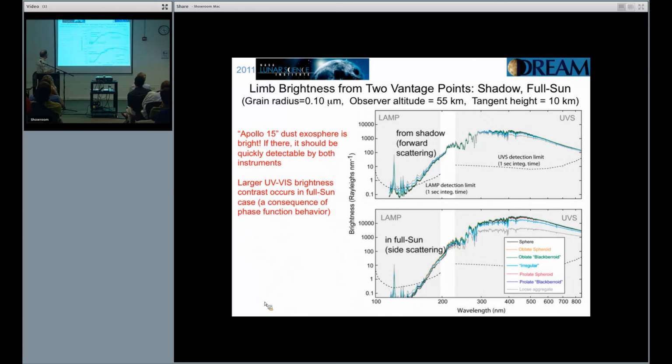the scattering, if you use an Apollo 15 type dust exosphere, should be very bright, okay? Much brighter than the detection limits of these instruments. Another thing to notice, and it's hard to explain right off the cuff, is the consequence of the phase function behavior, but you get a big intensity contrast. If LAMP looks at forward scattering and compares that with a side scattering result, there should be a big intensity difference. UVS, on the other hand, should not see much intensity difference. Okay, let me move on.